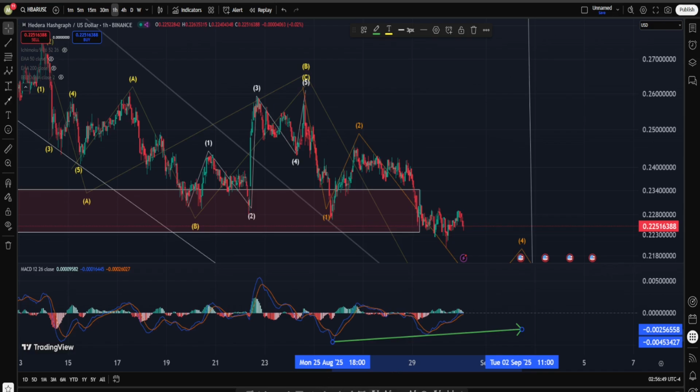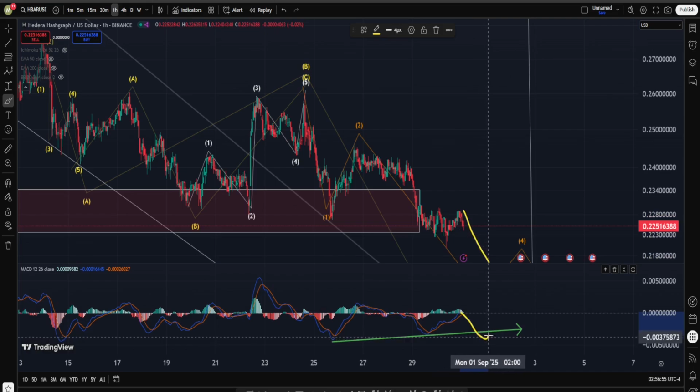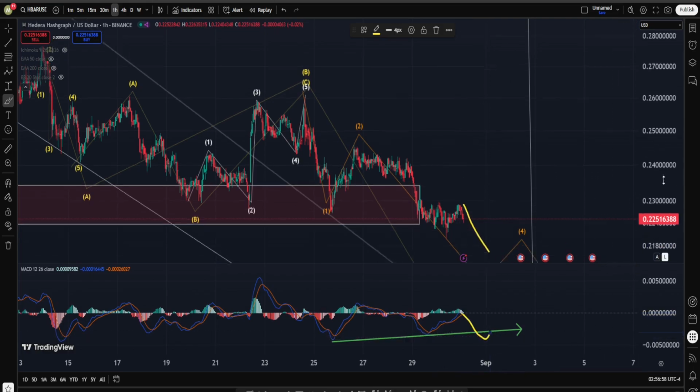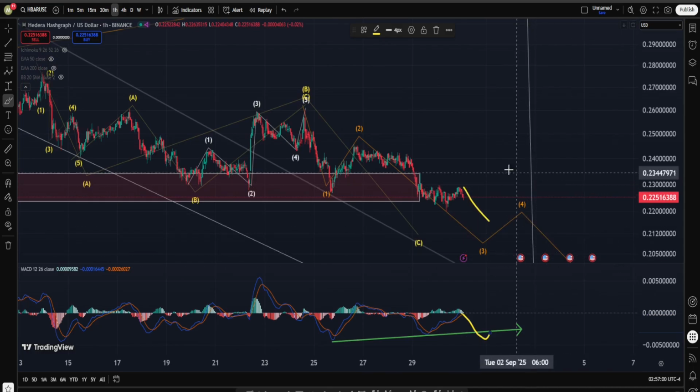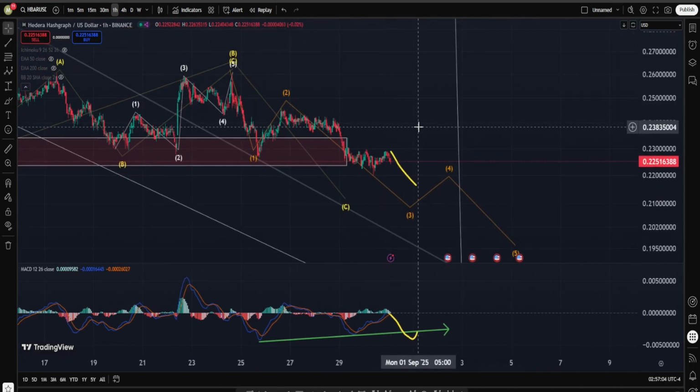However, if we get a move down in Hedera, and in that move we get a break of the divergence line, that's actually going to be a very strong bearish sign, suggesting this 1, 2, 3, 4, 5, this deep move down scenario is going to be in play. And again, we may even go to somewhere around the 15 cents region.